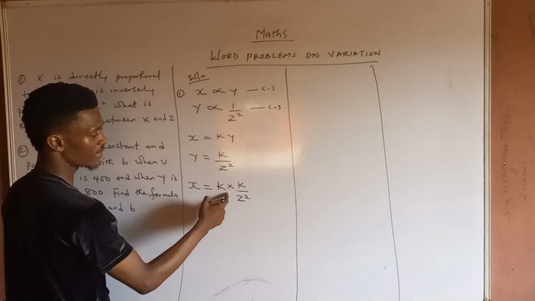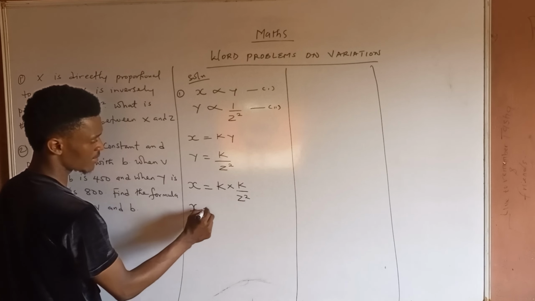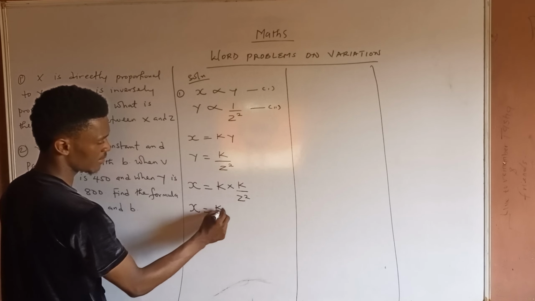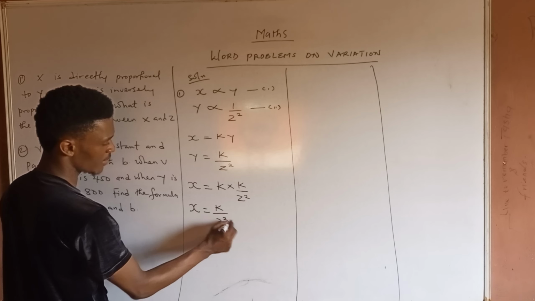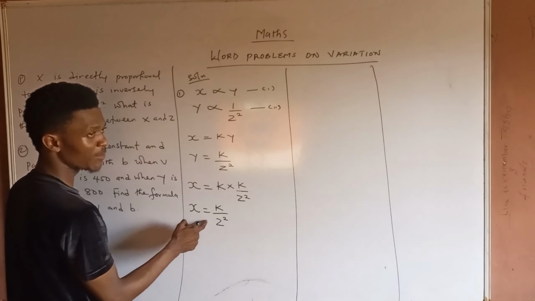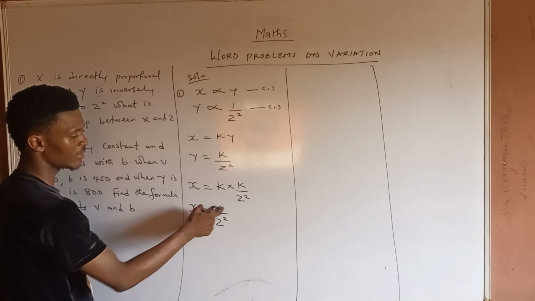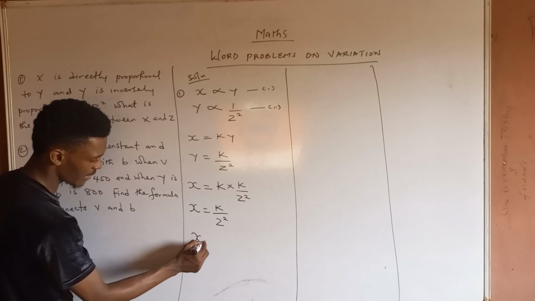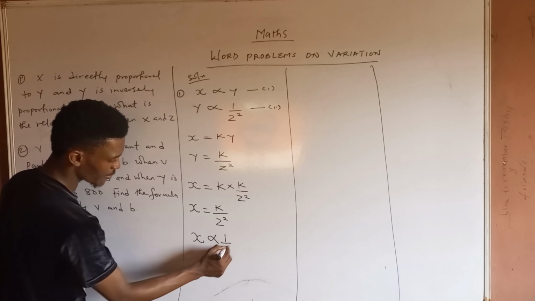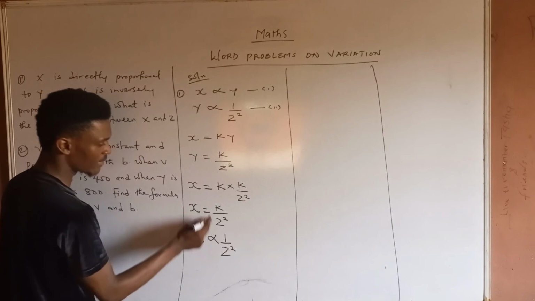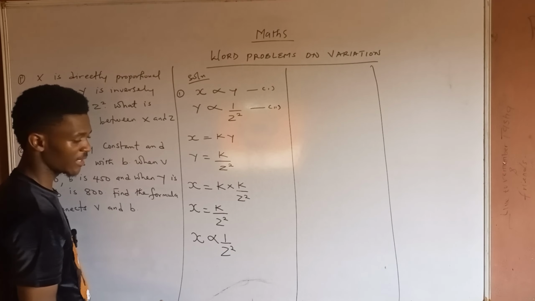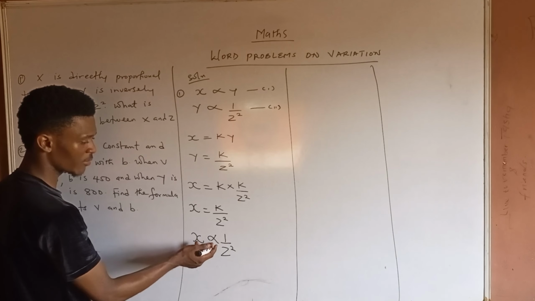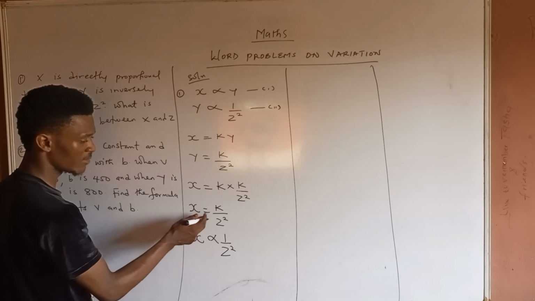And constant times constant is constant, so hence our x is equal to k times k is k over what? Z squared. So using the proportionality sign and removing the equality sign and the constant k, you can have x is inversely proportional to z squared. This and this are sort of similar in that after the introduction of a constant and equality sign here, it gives you this one.